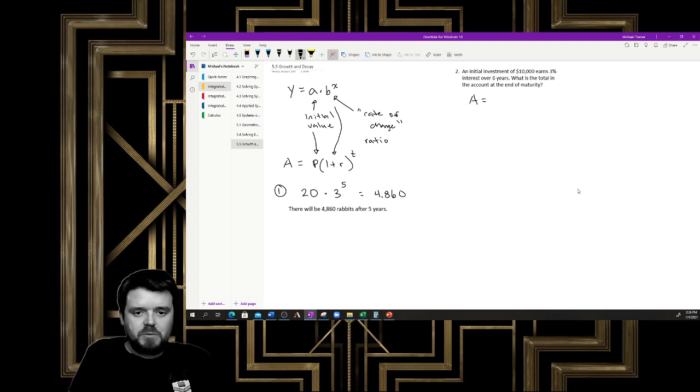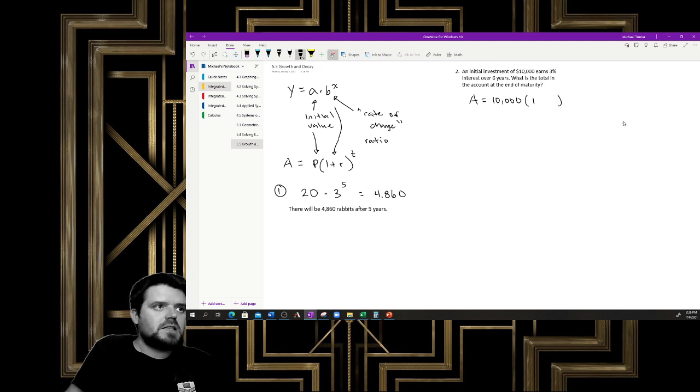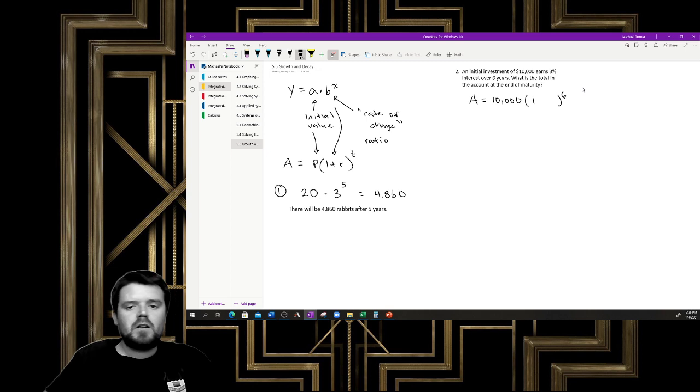P, again, is your principal balance, or your initial value. So I have $10,000 here. And then it is 1, I'm going to plus or minus something, and it's for 6 years, so T is 6. Now, the reason I have that 1 there is that imagine if you multiply the 10,000 times 1. Right? 10,000 times 1, or anything times 1, is itself. So 10,000 times 1 times 1 times 1 times 1, even 6 times, it would stay the same.